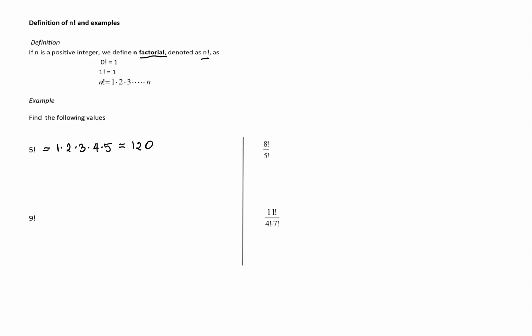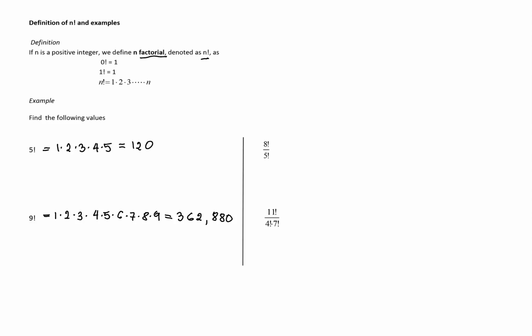Similarly, 9 factorial is the product of the first 9 positive integers starting with 1, so it's 1 times 2 times 3 times 4 times 5 times 6 times 7 times 8 times 9. And if we do that multiplication, we'll end up with the number 362,880.